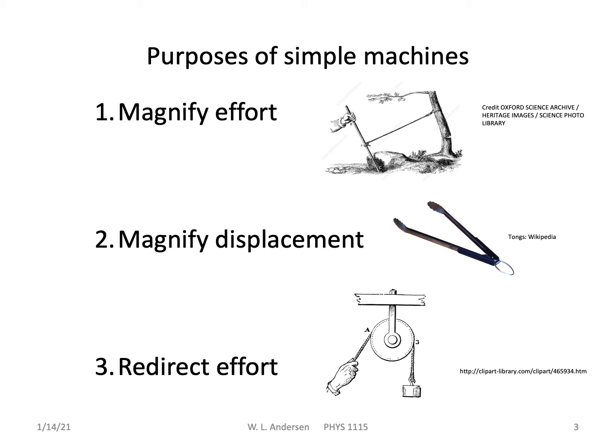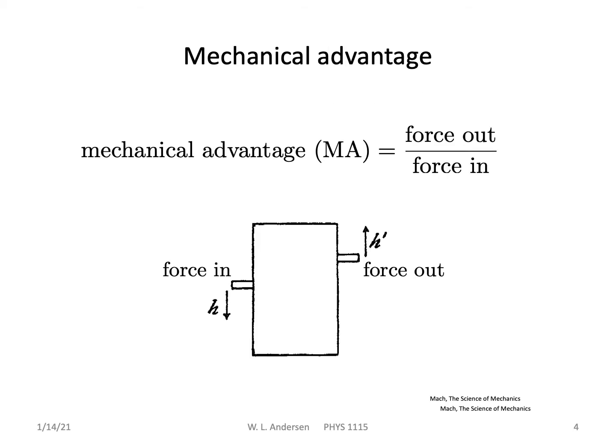These simple machines are used in 3 different ways. One is to magnify the effort, or you can magnify displacement, as in these tongs. A small displacement near the hinge produces a larger displacement further out. Or you simply redirect effort. Of course, one could magnify effort and redirect it at the same time. But these are the 3 basic uses of simple machines.